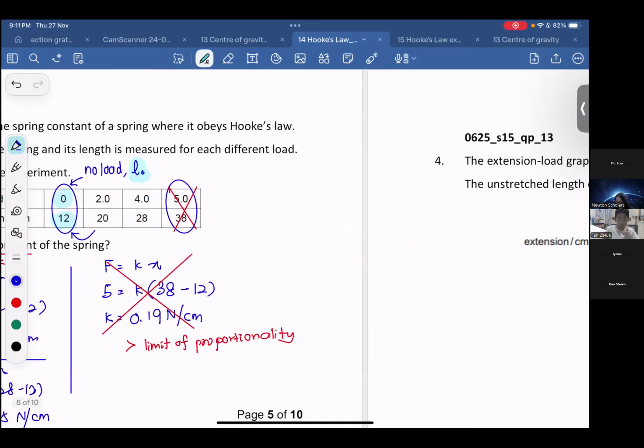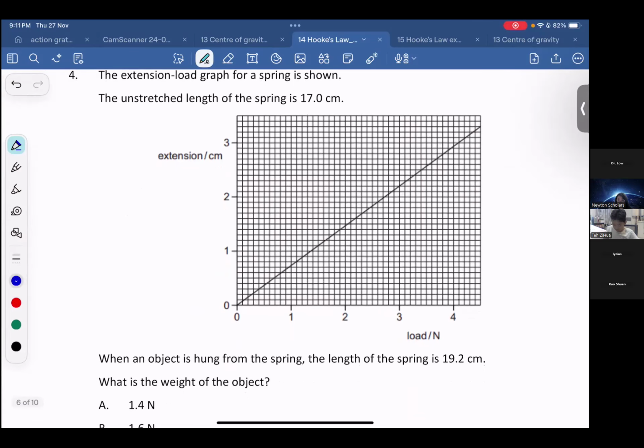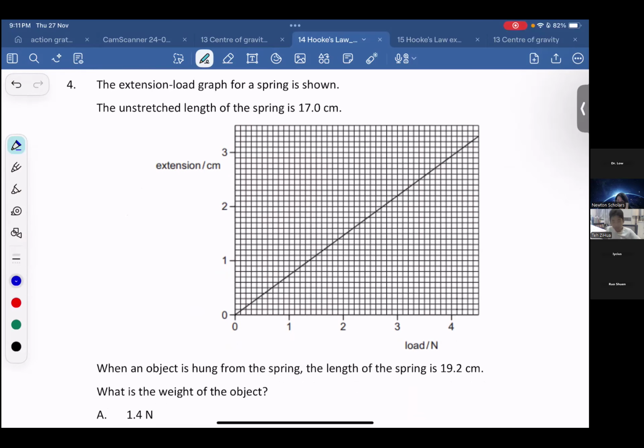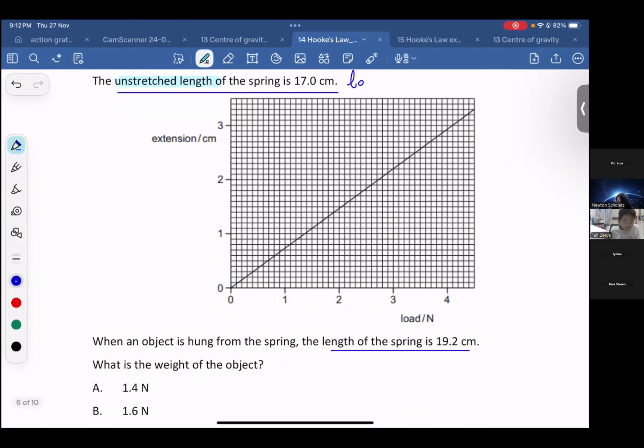Okay, dear. Next, the extension-load graph. Here, unstressed length means original length. When the object is hung from the spring, the length becomes 19.2 cm. What is the weight? They provided the graph, which means you can get the data from the graph. Try, and then tell me your answer.